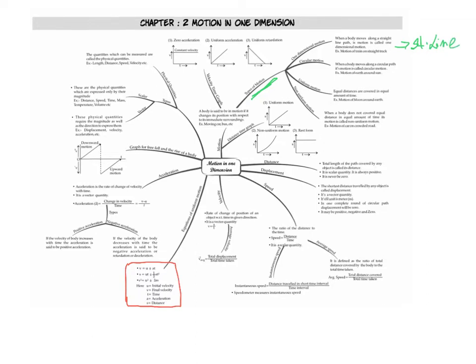That means the body is not jumping. It is not like this. It is just going in this line, just like your car or your bike or your cycle.